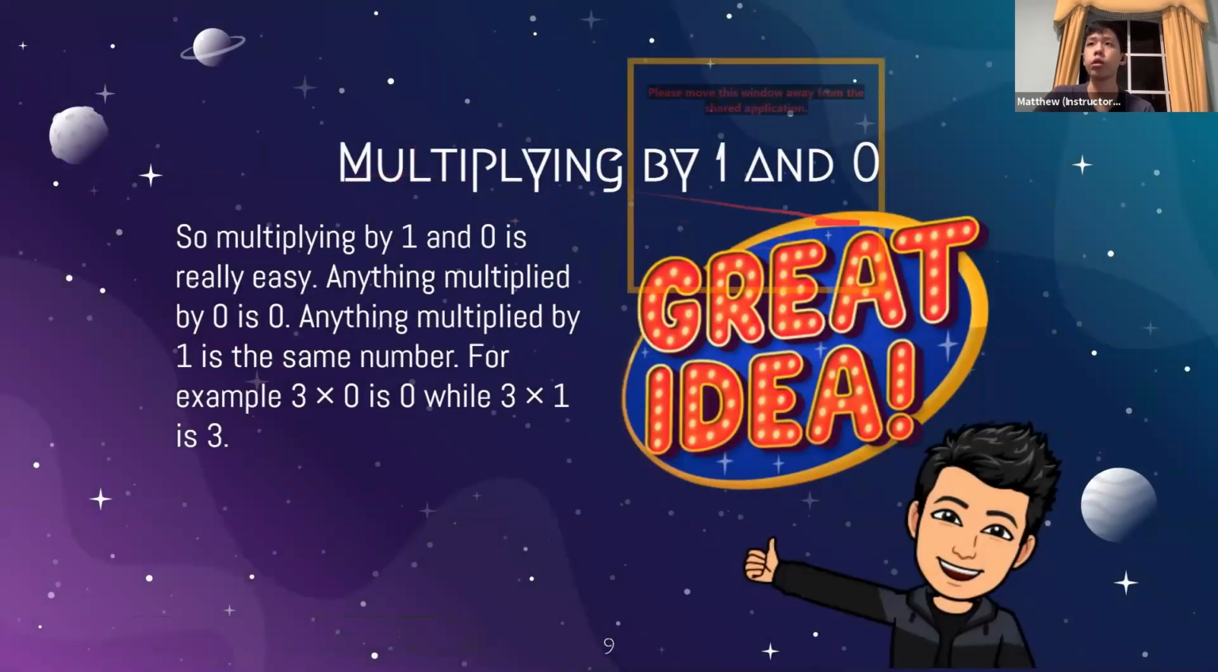So let's try multiplying by 1 and 0. Multiplying by 1 and 0 is really easy. Anything multiplied by 0 is 0. Anything multiplied by 1 is the same number. For example, 2 times 0 is 0. 3 times 1 is 3.